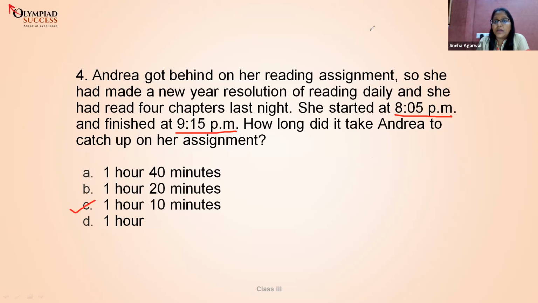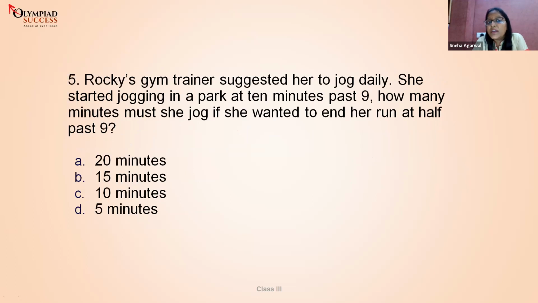Okay, now let's go to the next one. Rocky's gym trainer suggested she jog daily. She started jogging in a park at 10 minutes past 9. Guys, this is very important to understand. What does this time mean? 10 minutes past 9. It is not 9 p.m., okay? It's 10 minutes past 9. Can you tell me what time this is? It means 9:10. Yes, exactly. This means 9:10.